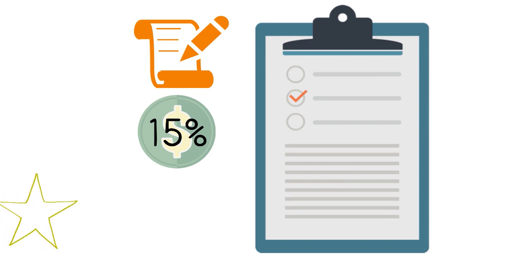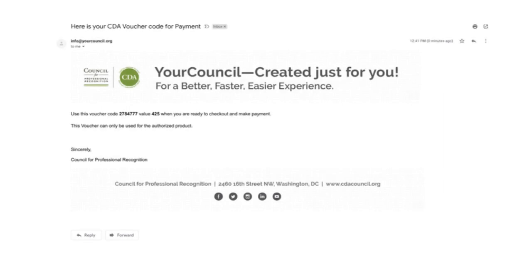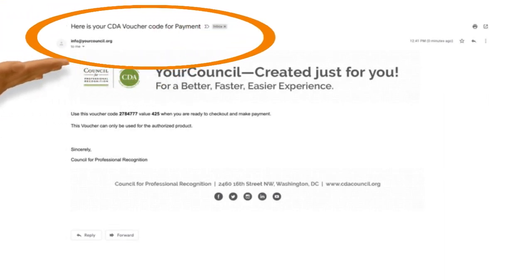If your program is star rated, T.E.A.C.H. will apply a star rating stipend to your account, which will more than cover your portion due. If your program is not star rated, you will need to pay your portion before T.E.A.C.H. will send payment to the council on your behalf. When T.E.A.C.H. authorizes payment to the council for you, you will receive another email from the council with the subject line, "Here is your CDA voucher code for payment."